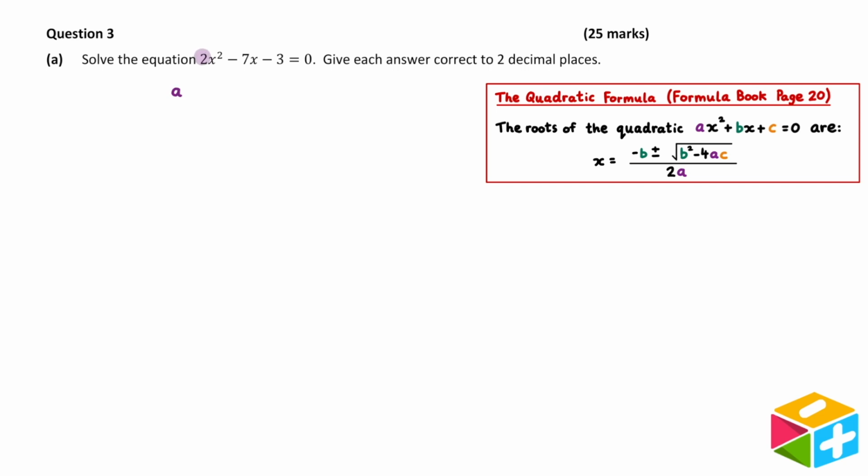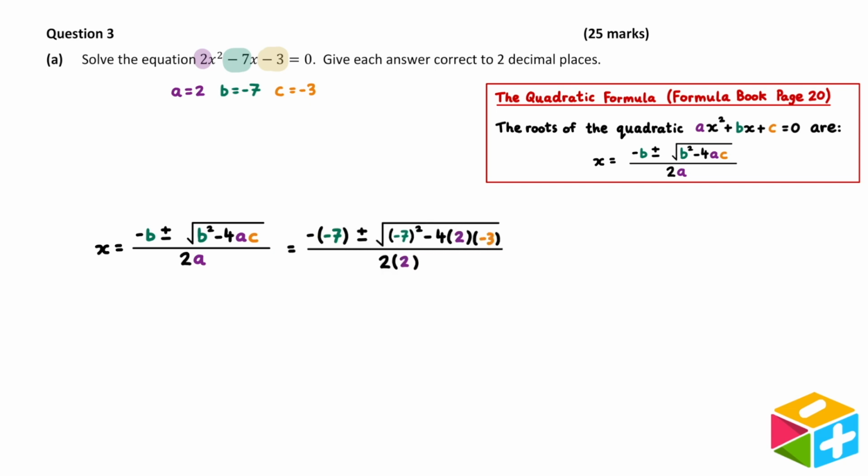A is the number in front of the x squared, and here a is equal to 2. B is equal to the number in front of the x, and here b is equal to minus 7. C is the number by itself, and in our equation we'll have c equal to minus 3. Now let's sub these values into our formula.